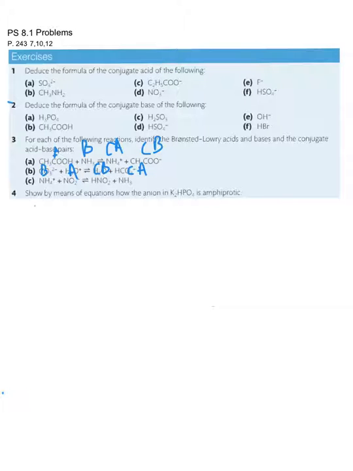And for C, NH4 plus is going to lose a hydrogen, so this is my acid. NO2 gains it, so that's my base, making this my conjugate acid and my conjugate base. And then going on to number 4, it says, show by means of equations how the anion in K2HPO4 is amphiprotic. So for number 4, they want to know why HPO4 minus is amphiprotic.